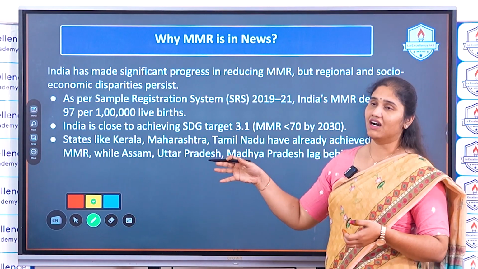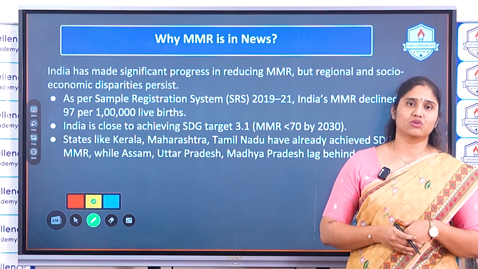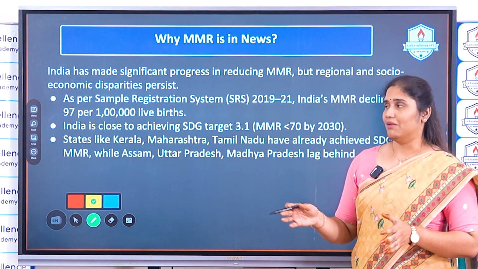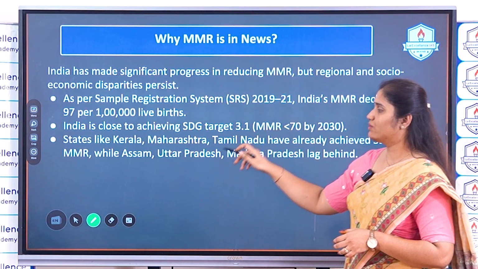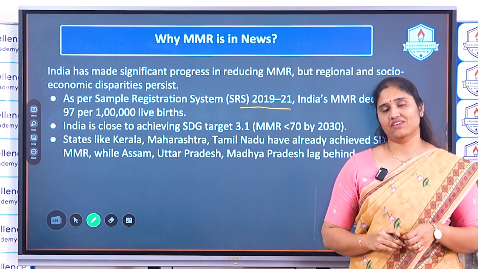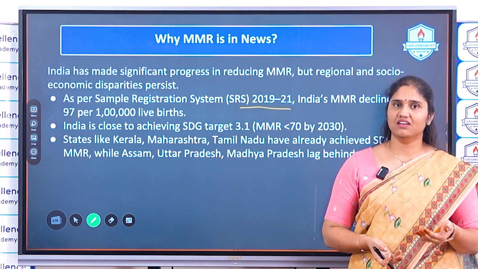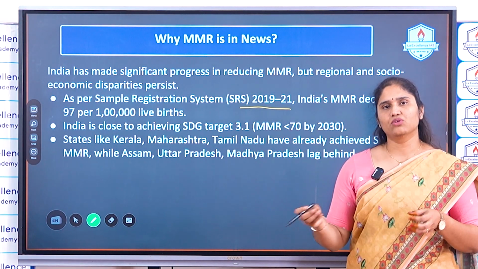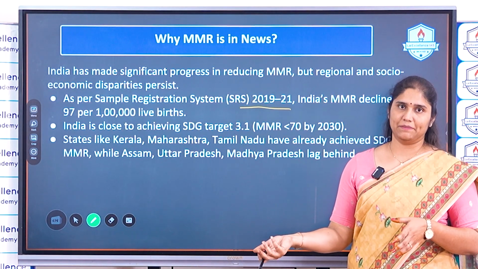Here in India, a large reduction in the maternal mortality rate has been observed. For example, in the 2019 and 21 data, the maternal mortality rate is 97 per 1 lakh births. And the updated data shows that it is somewhere around 83 to 85 deaths per 1 lakh births.